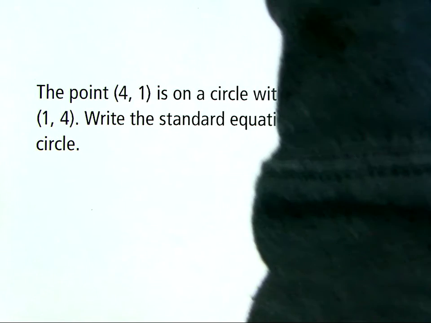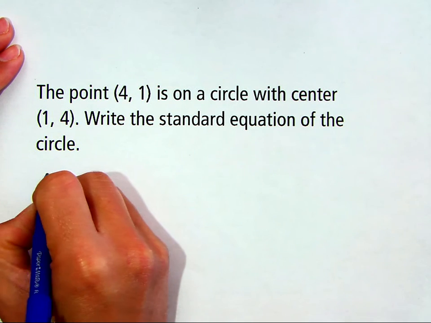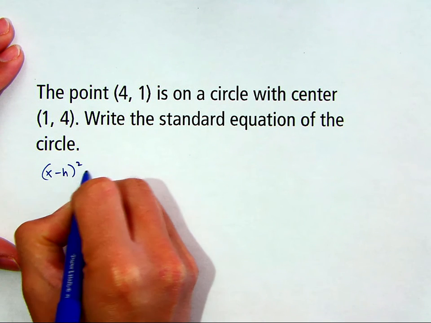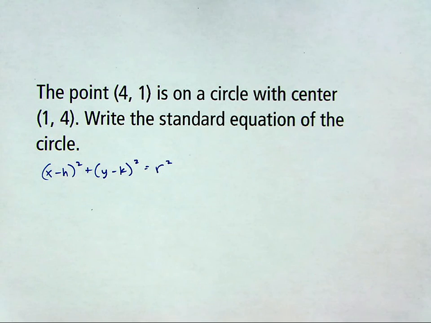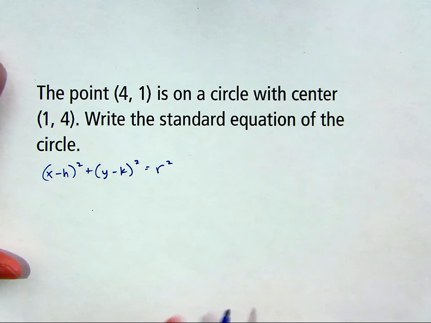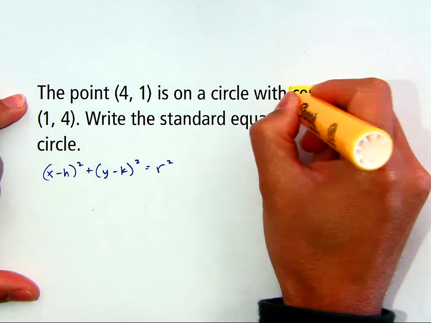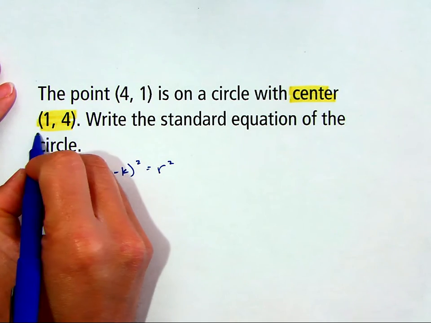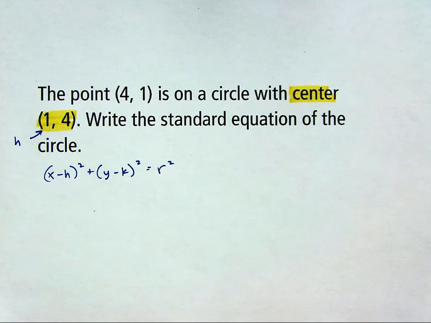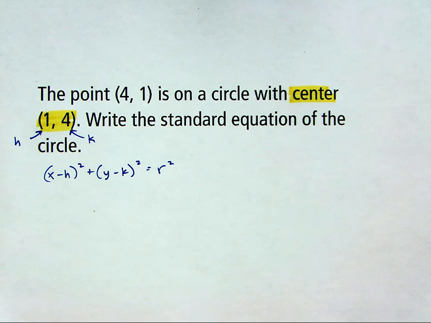All right, so let's write the generic formula: (x − h)² + (y − k)² = r². And then I go to my description here and I'll label what I know. So the center of the circle is (1, 4), right? That means 1 is the horizontal position of the center, it's the h value. 4 is the vertical position of the center, that's the k value. What we're lacking again is the length of the radius.